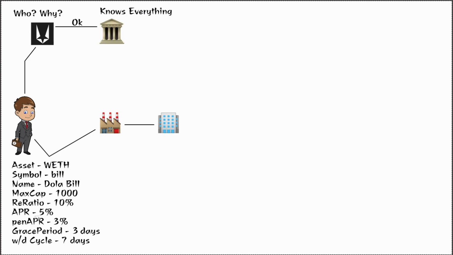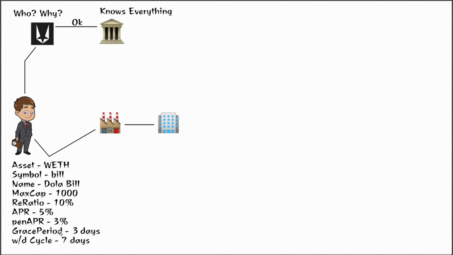Okay. So APR is how much he's willing to pay on that 1,000 ETH. So 5% every year, right? And then there's a penalty APR. Okay, the penalty APR goes hand in hand with the grace period. So there's a setting of a grace period and a setting of penalty APR.